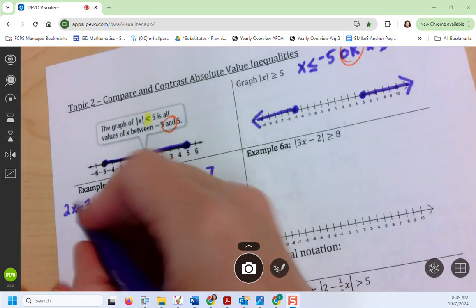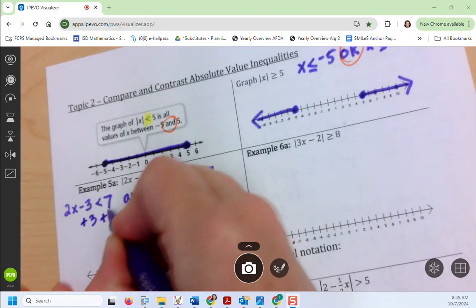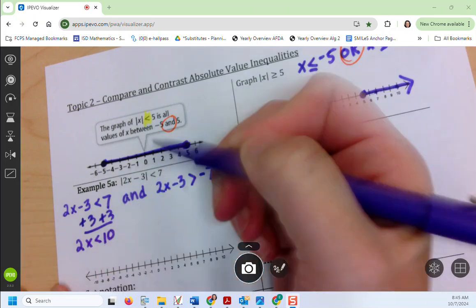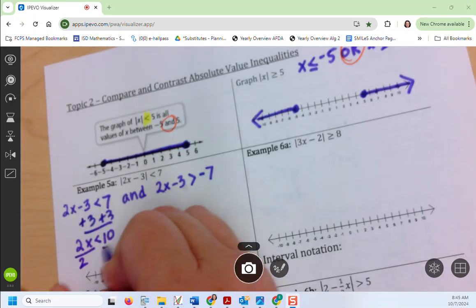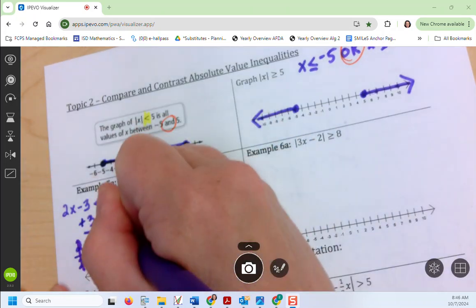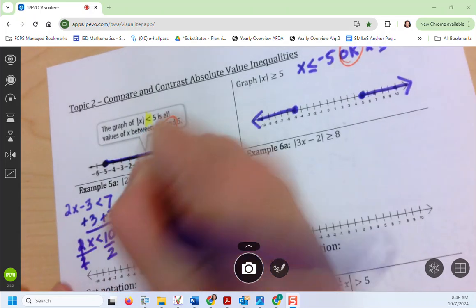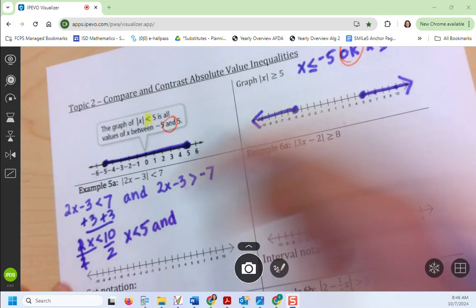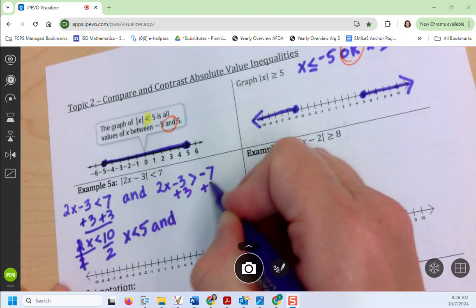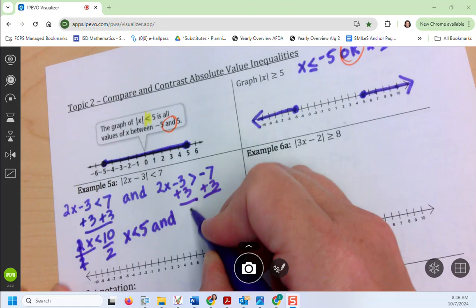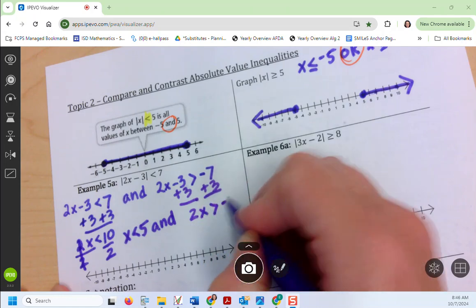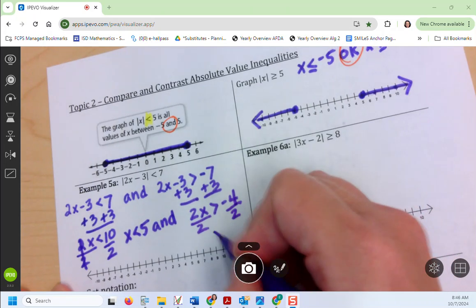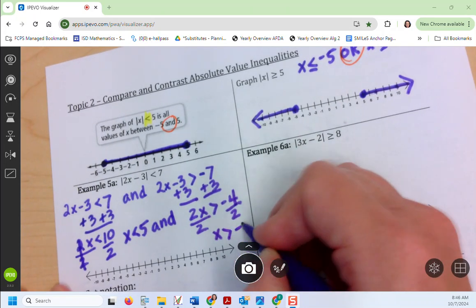All right, same steps. Undo the subtract with add. So I'm going to add 3. I have 2 times x is less than 10. And then I'm going to divide by 2. And I get x is less than 5. And I'm going to do this one. So I'm going to add 3. I have 2x is greater than negative 4. Divide by 2. And I have x is greater than negative 2.